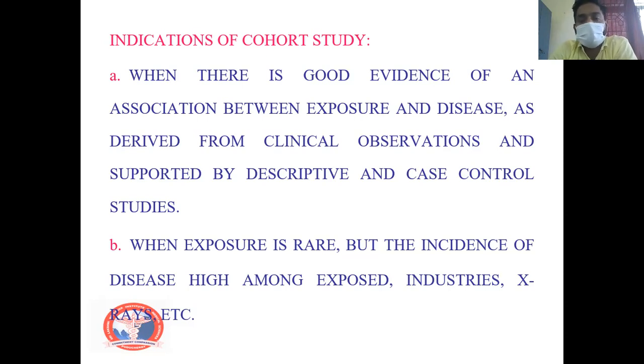Second, when exposure is rare, but the incidence of disease is high among the exposed, for example, industries and X-ray, etc. So when the exposure is rare, but the disease is more common among the exposed persons, we can go for a cohort study. Examples: industries, radiation places like X-ray and radiology departments. There the exposure is rare, but the incidence of disease among the exposed is more when compared with the non-exposed.